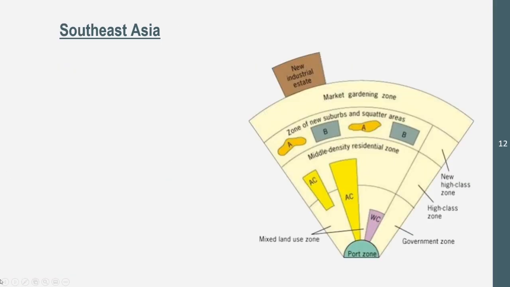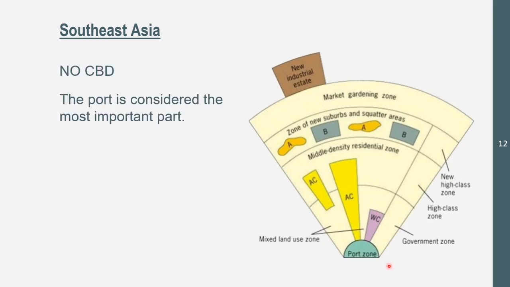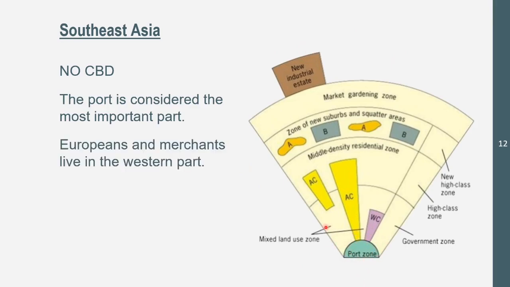Now we're getting to Southeast Asia. Let's turn back on that laser pointer. So there's no central business district here. The port is considered the most important part of the city. This is the port right here, the port zone. Europeans and merchants live in this western part of the city. However, aliens and non-citizens live in this eastern part of the city. AC stands for alien commute or something like that.